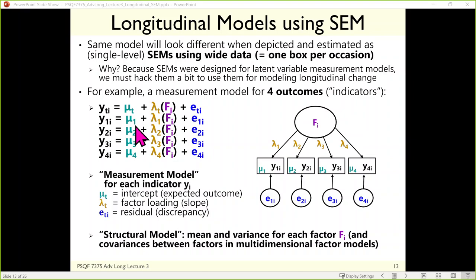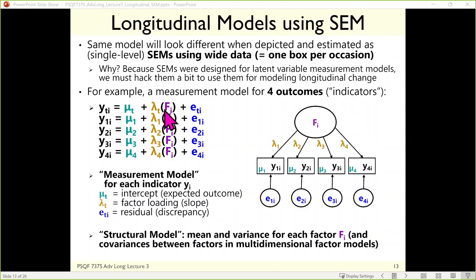That would be like if we were fitting a regression model for each of these y's, the intercept would be its beta 0. But in this notation system, we use mu instead. Then we have this orange thing. That is called a factor loading. It is lambda, and it is a slope. Why we need a special symbol for a slope, I don't know, but the entire world of factor analysis writes it this way, so I'm not going to go against that grain.